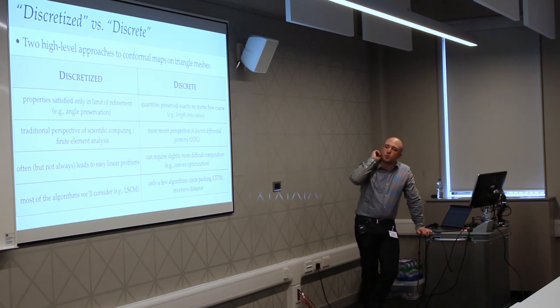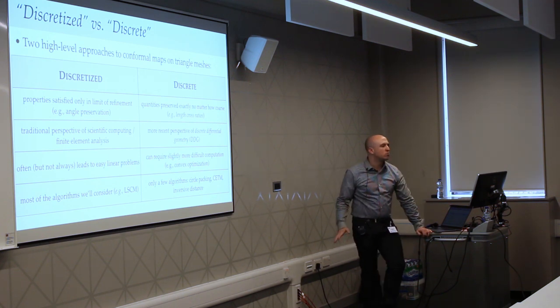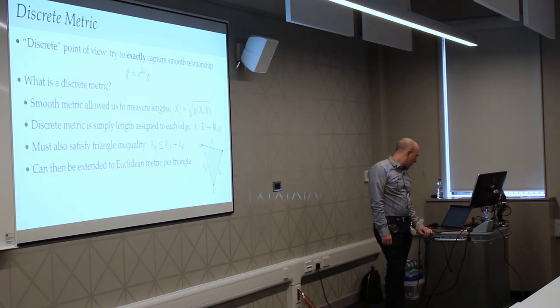So this is the more recent perspective of discrete differential geometry, which looks for these ways of characterizing geometric properties that are precise even if you only have a few elements in your mesh. And the downside is sometimes this means you have to do more elaborate computation, and you know, so far less is known about it. But very, very interesting ongoing topic.